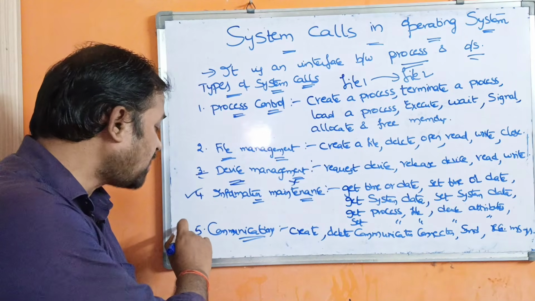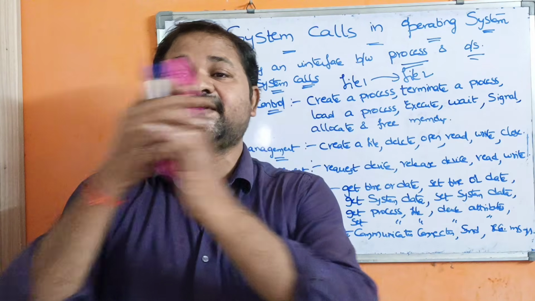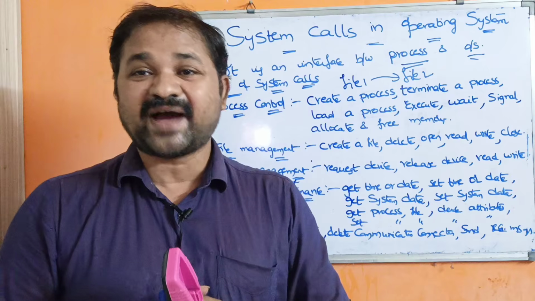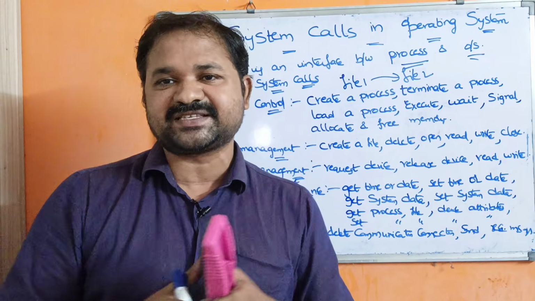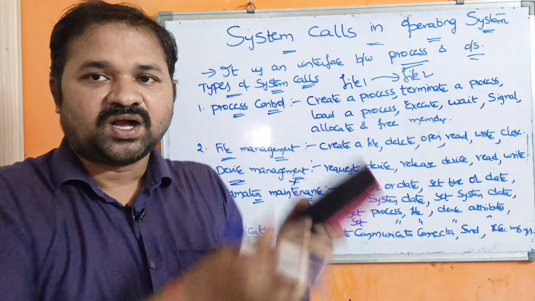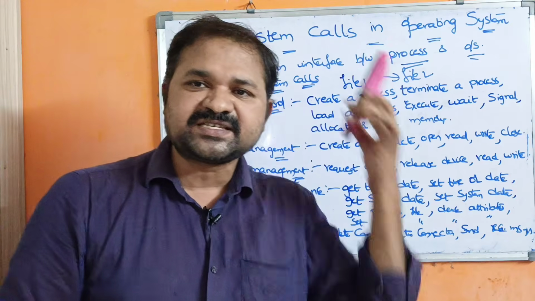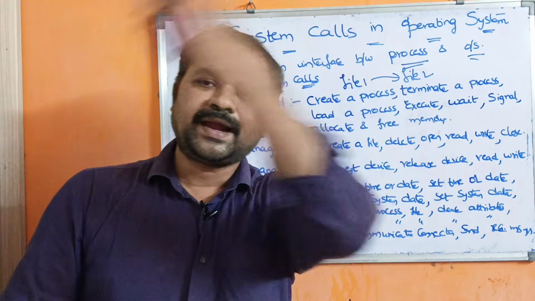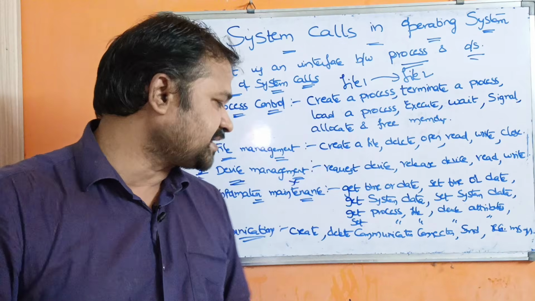And the last one is communication. Communication means one process can communicate with another process with the help of IPC, inter-process communication, that we will see in the second unit, process management. During IPC, those two processes may reside in the same system, or one process may reside in one system and another process in some other system. On that occasion, these system calls are used.